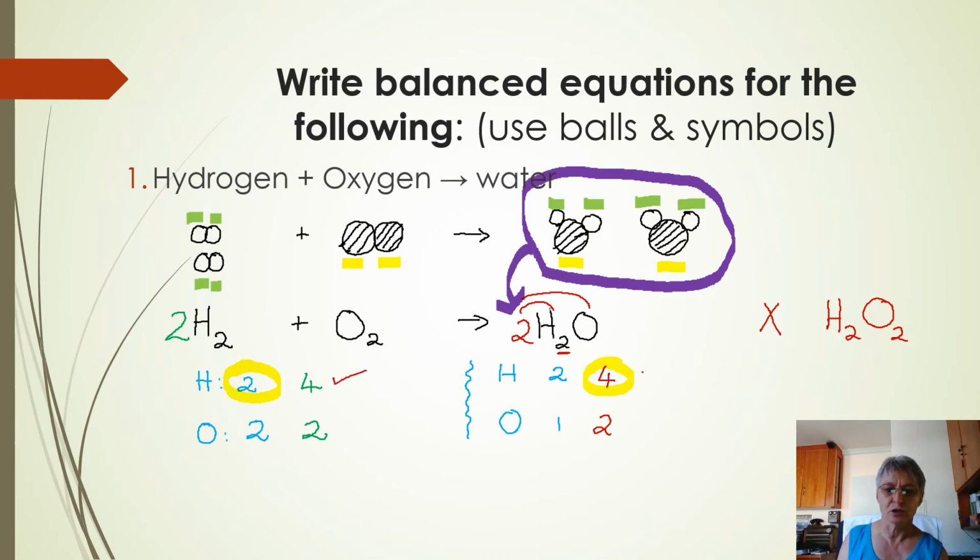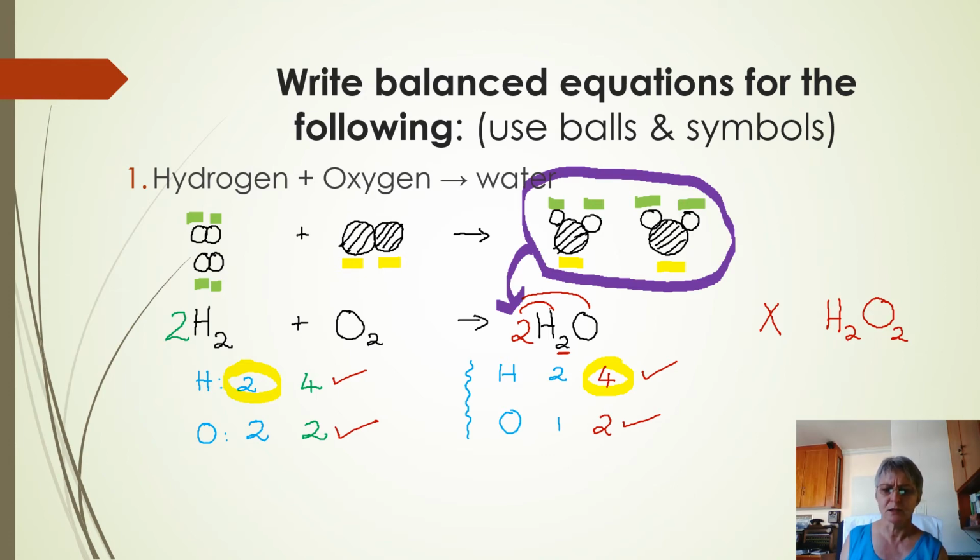4 hydrogens on the left-hand side, 4 hydrogens on the right-hand side, 2 oxygens on the left-hand side, 2 oxygen atoms on the right-hand side. So that would be a balanced equation for the reaction between oxygen and hydrogen to make water.